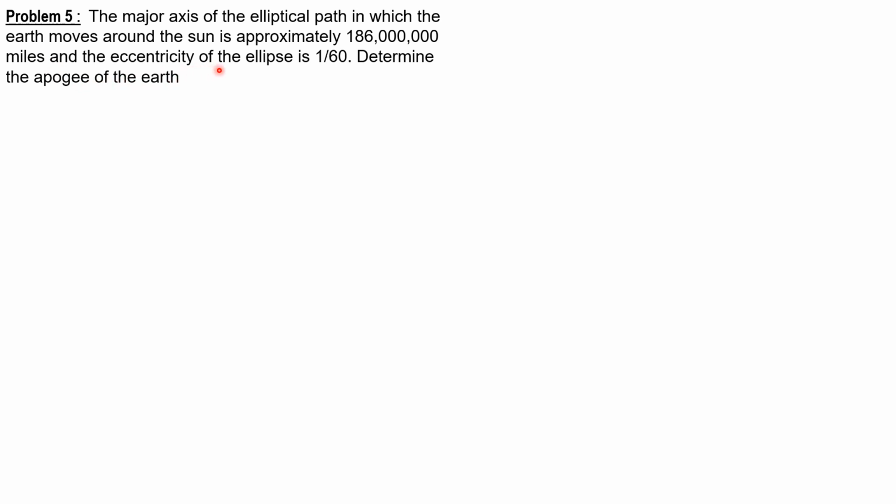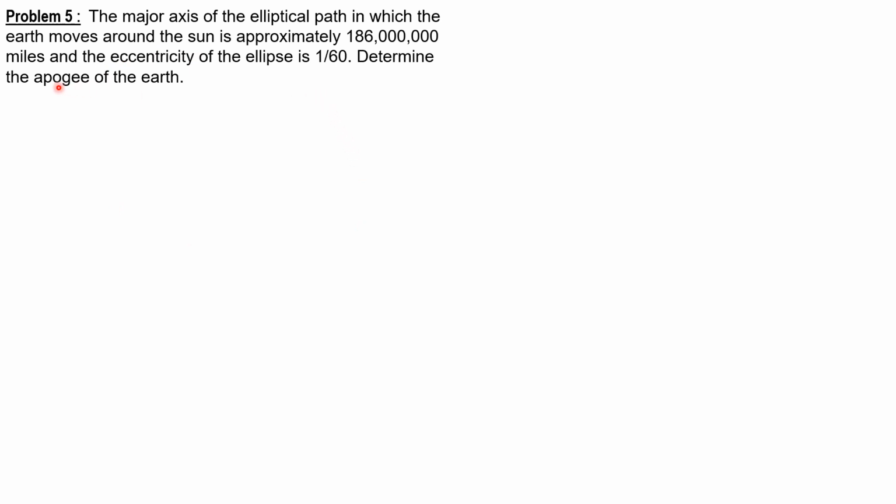Problem 5. The major axis of the elliptical path in which the Earth moves around the Sun is approximately 186 million miles, and the eccentricity of the ellipse is 1 over 60. So determine the apogee of the Earth. The apogee is the farthest distance between the Earth and the Sun, and the Sun is, of course, located at one of the foci.